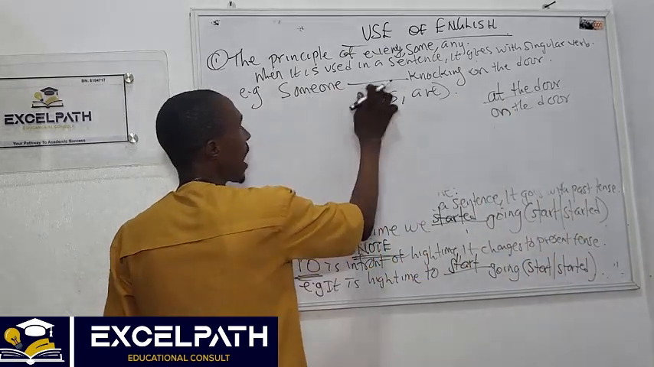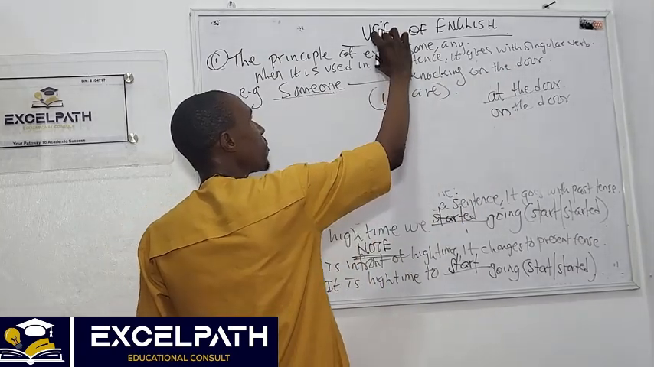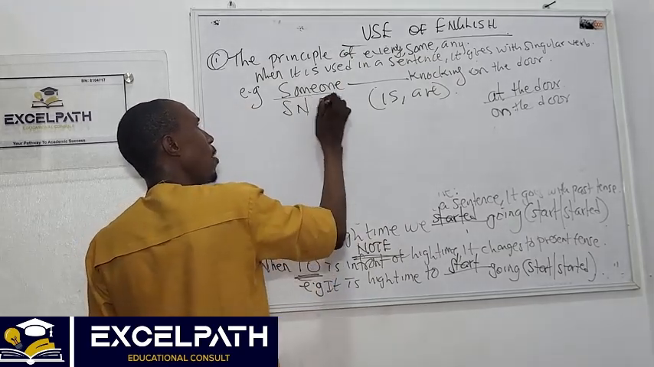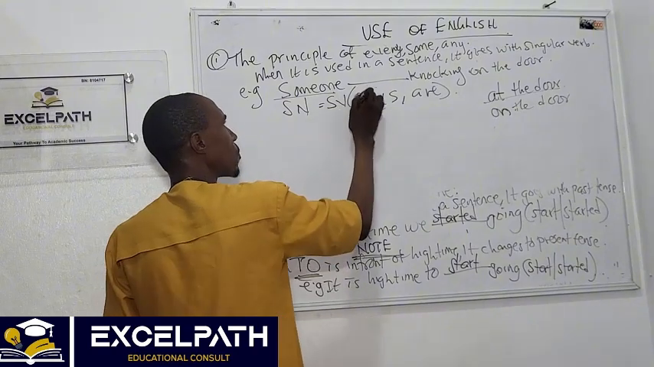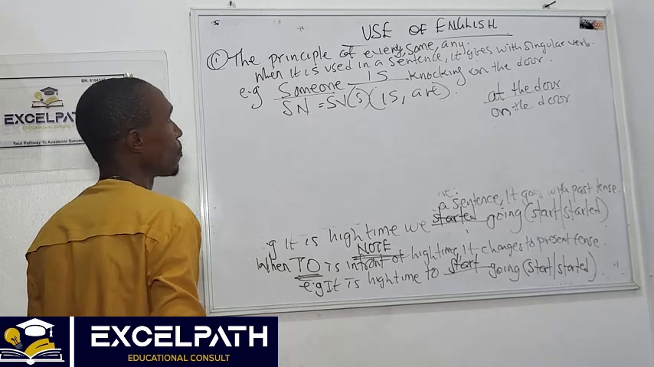So someone dash knocking on the door. This someone here now is under this principle, and this someone is regarded as a singular noun, and a singular noun must go with a singular verb, and it must carry what? S. And the answer here is what? Is.